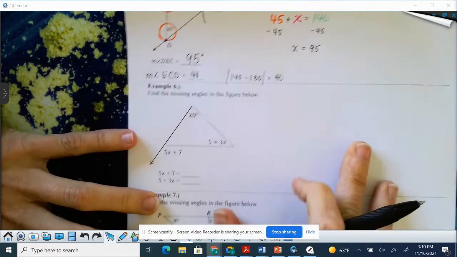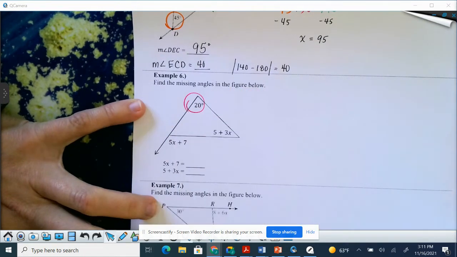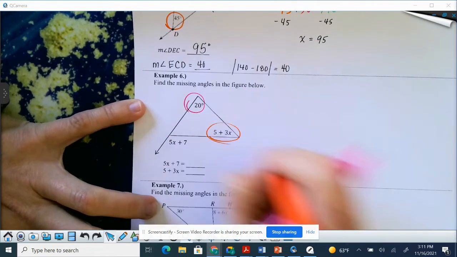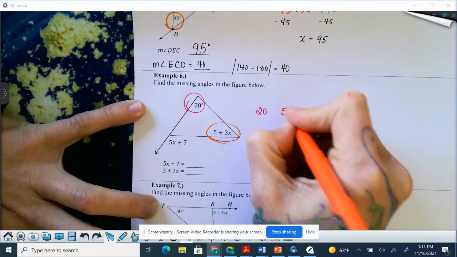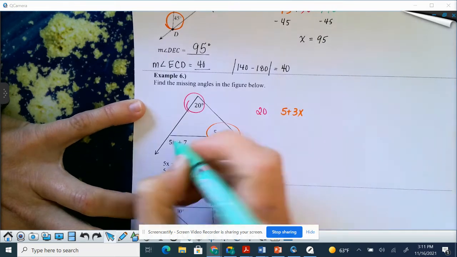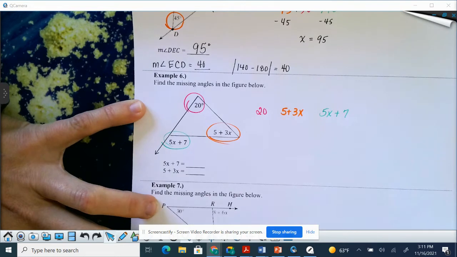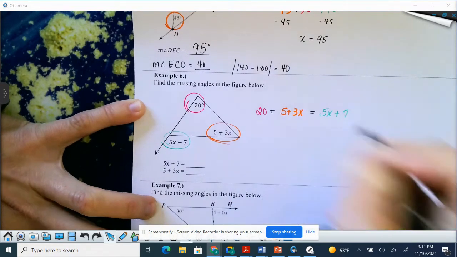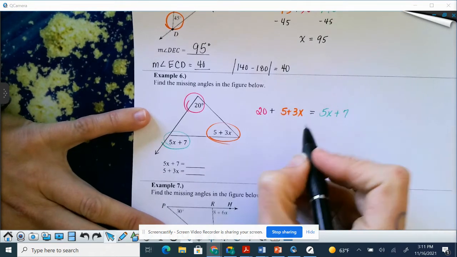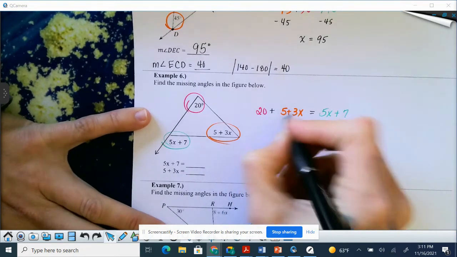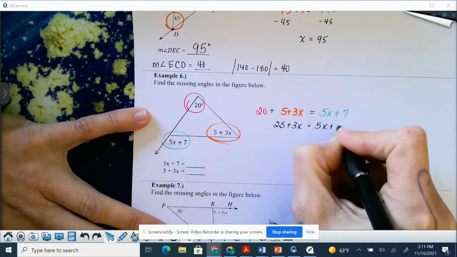All right, so getting a little more mathy here. So our two non-adjacents, we're going to add those together. So 20, and then we have 5 plus 3x gives us our exterior of 5x plus 7. So again, that's 20 plus 5 plus 3x equals 5x plus 7. My suggestion to most of you, from what I've watched students do, is to clean up this side first. So 20 plus 5 is going to give me 25 plus 3x equals 5x plus 7.